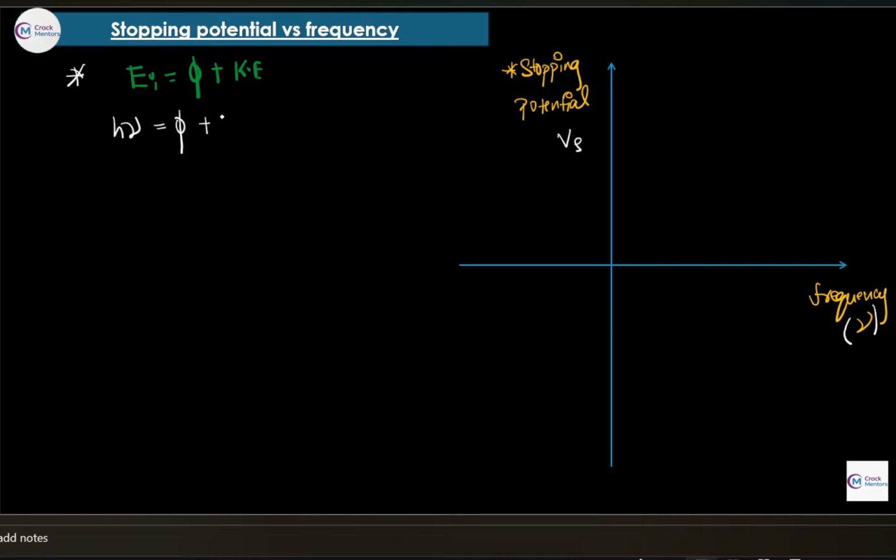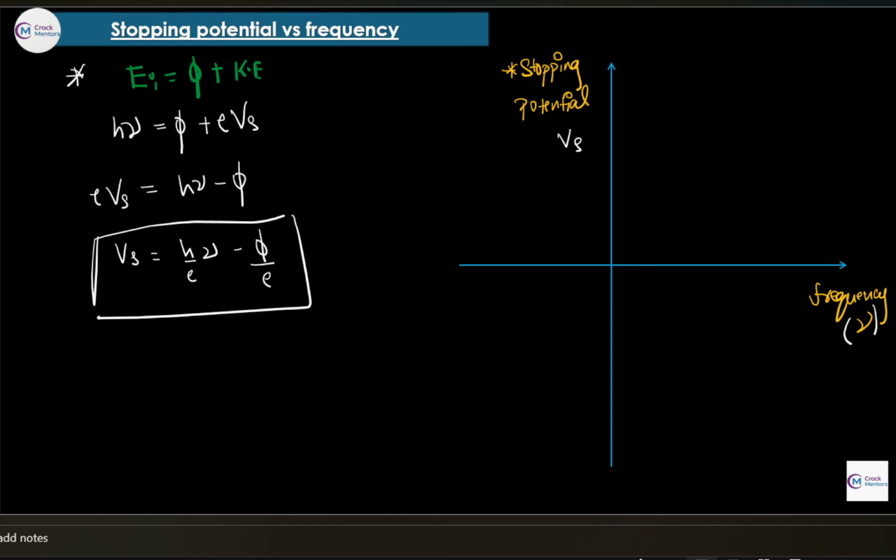Now, what is kinetic energy? Kinetic energy can be written as eVs. So when we solve this, eVs is equal to h nu minus phi. After solving this, we observe Vs equals h upon e times nu minus phi upon e. This is the equation that we have for the stopping potential.